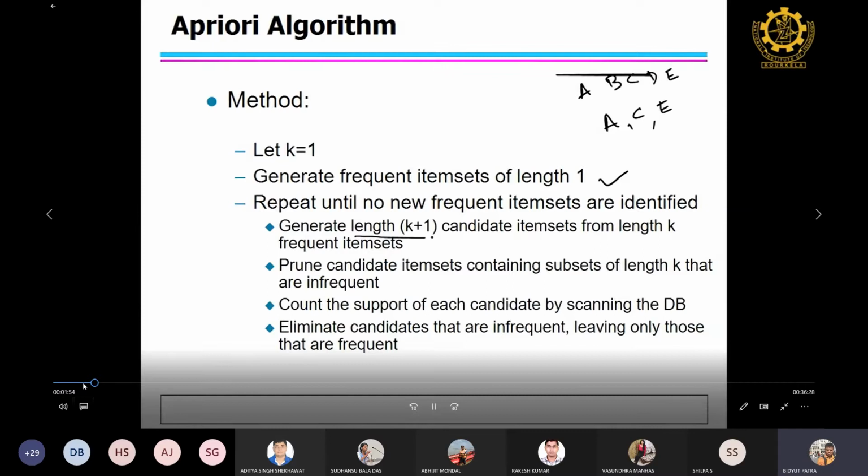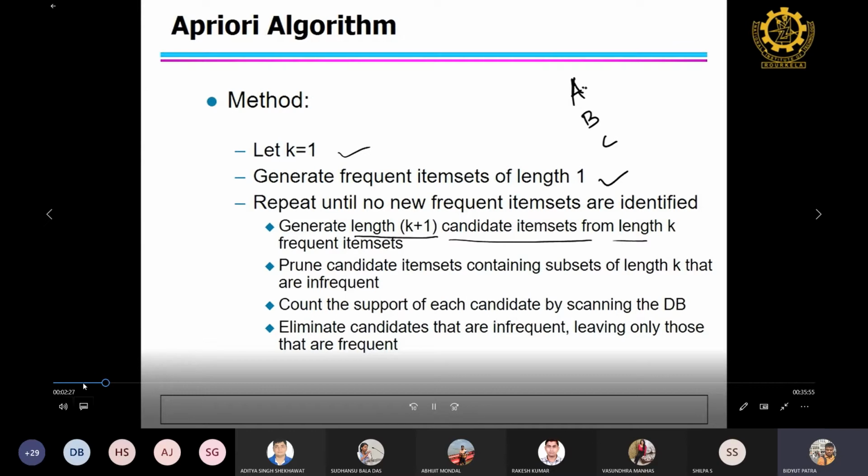Generate the length k plus 1. So it is k equal to 1, so I will generate the length 2. First we generate the candidate item sets from the length k frequent item sets. As I said in the last class, let A, B and C be frequent. From here we'll find the frequent item sets of length 2. So this is all our length 1 frequent item sets.